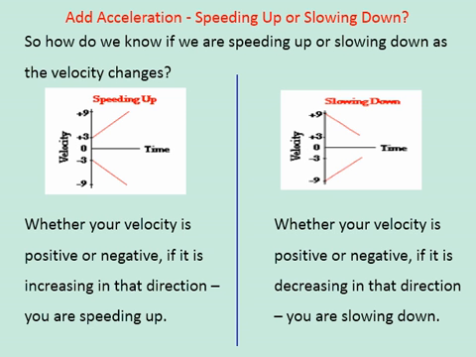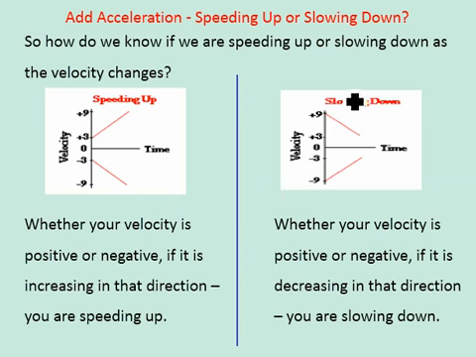Now, if we add in the information for acceleration, that's going to tell us whether or not we're speeding up or slowing down. So, whether your velocity is positive or negative, as you see here, if the velocity is increasing in that same direction as time goes on, you are speeding up. Look at this: velocity is getting greater in number in the positive direction, or greater in number in the negative direction. Remember, the number tells us how fast. So as a result, these guys here were speeding up.